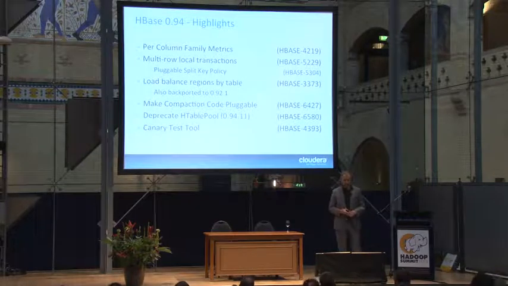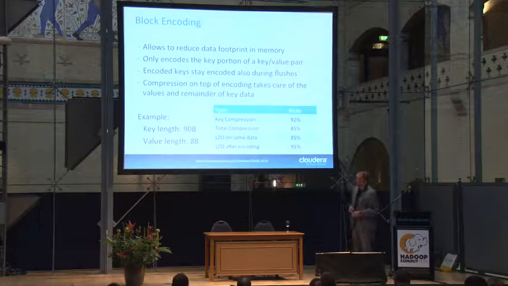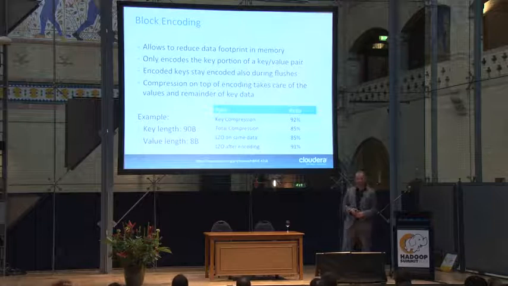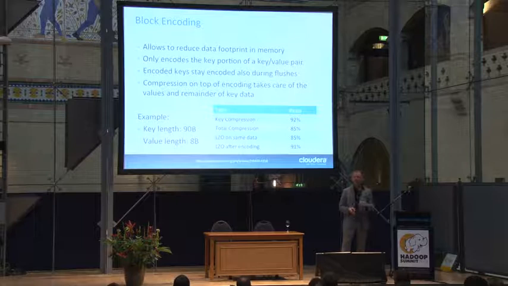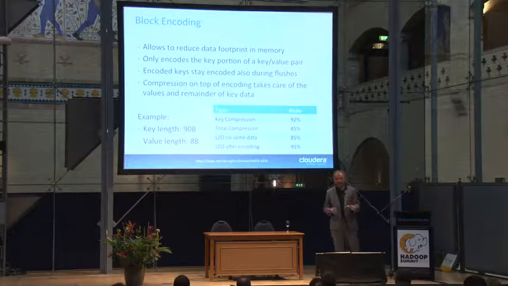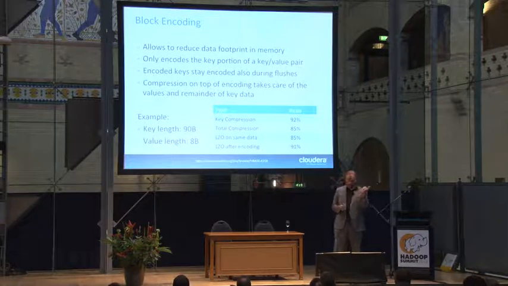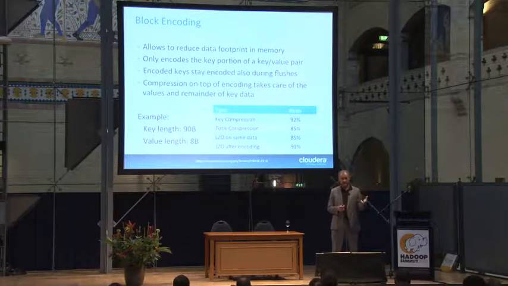And further deprecation, and we have a canary test tool. Real quick on the block encoding, so that you get some idea what that actually means. This is one of the interesting features. Block encoding means that we encode the keys of a key value pair. A key in HBase is really the row key, a timestamp, a column family name, the column name, and a type. So there's a couple of pieces of information.